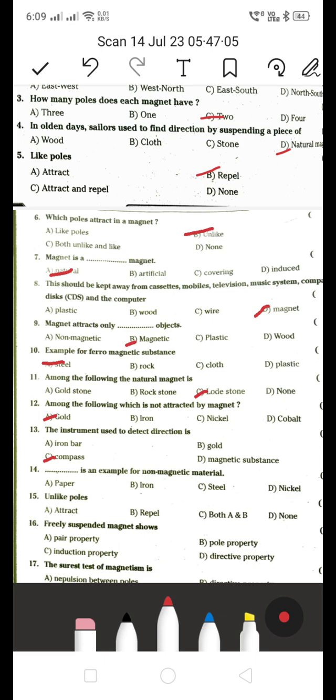Dash is an example for non-magnetic material. Is it A paper, B iron, C steel, or D nickel? Which is the right answer? They are asking for non-magnetic, so it's paper. Paper అనేది magnet కాదు, so it's a non-magnet.